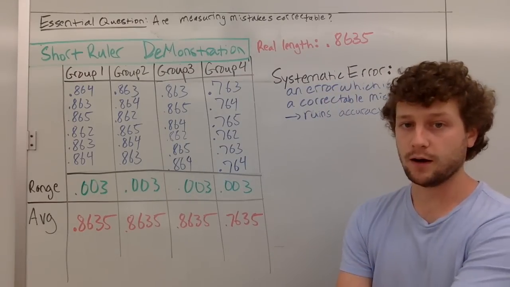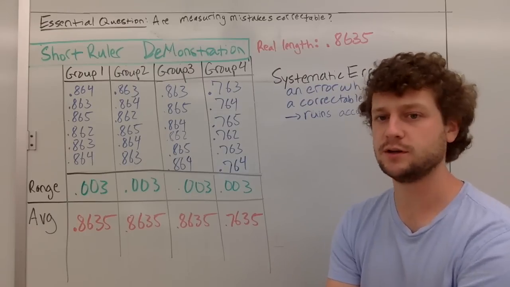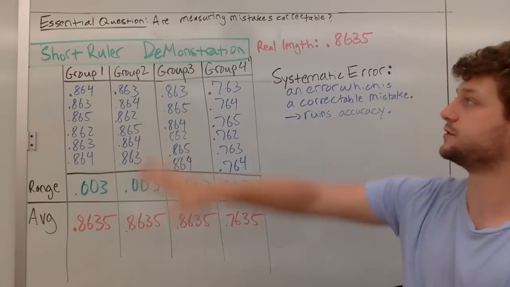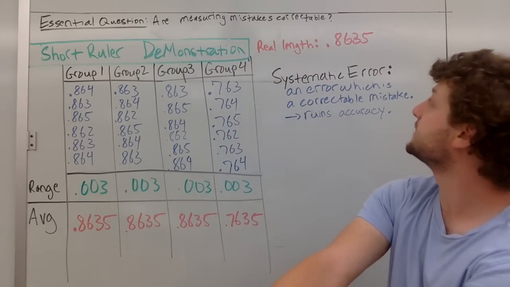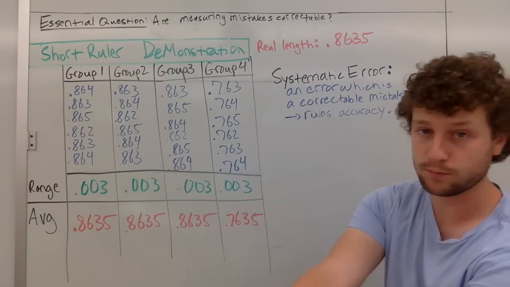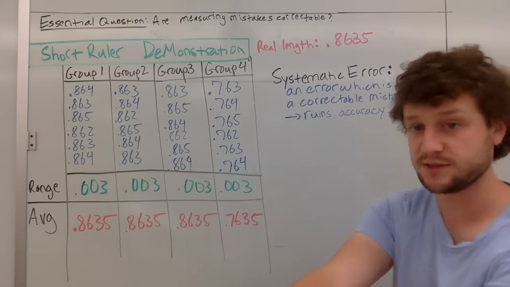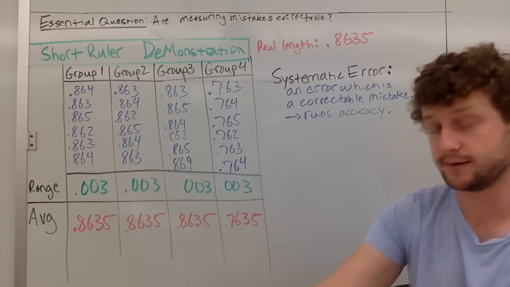Okay. Let's start with a question that just kind of comes up every day. Here's our essential question at the top. Are measuring mistakes correctable? So if you make a measuring mistake, can it be corrected?